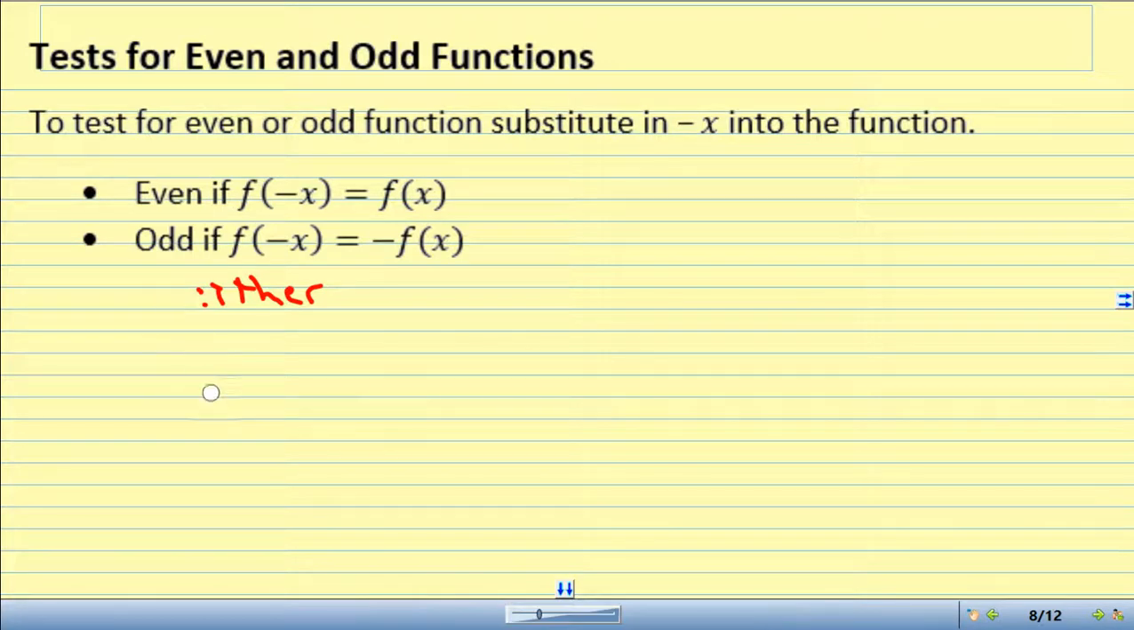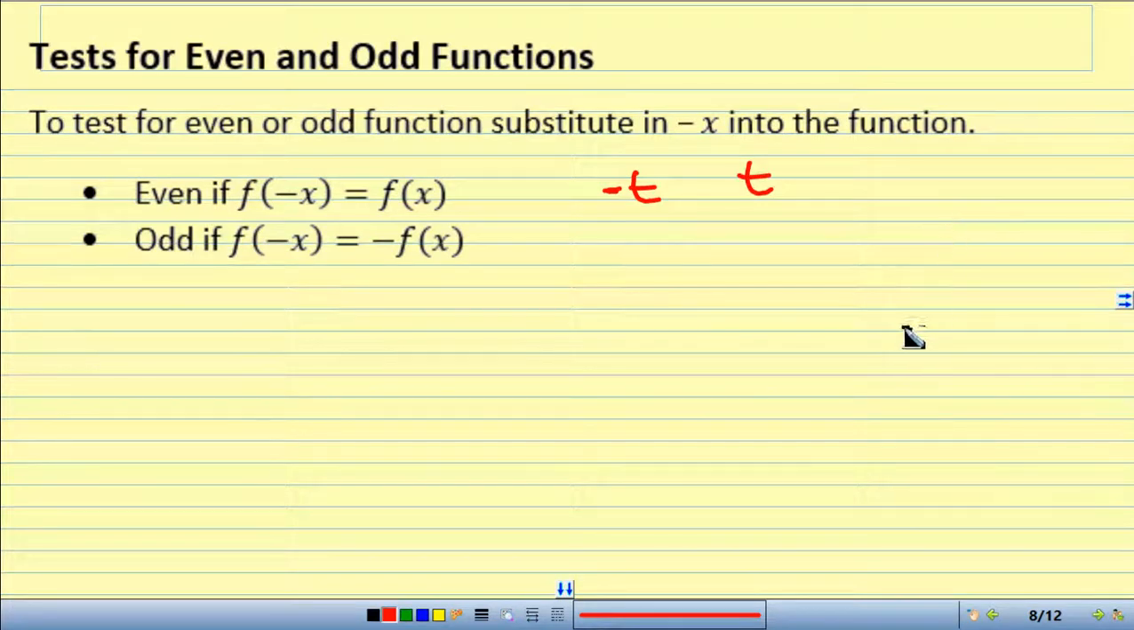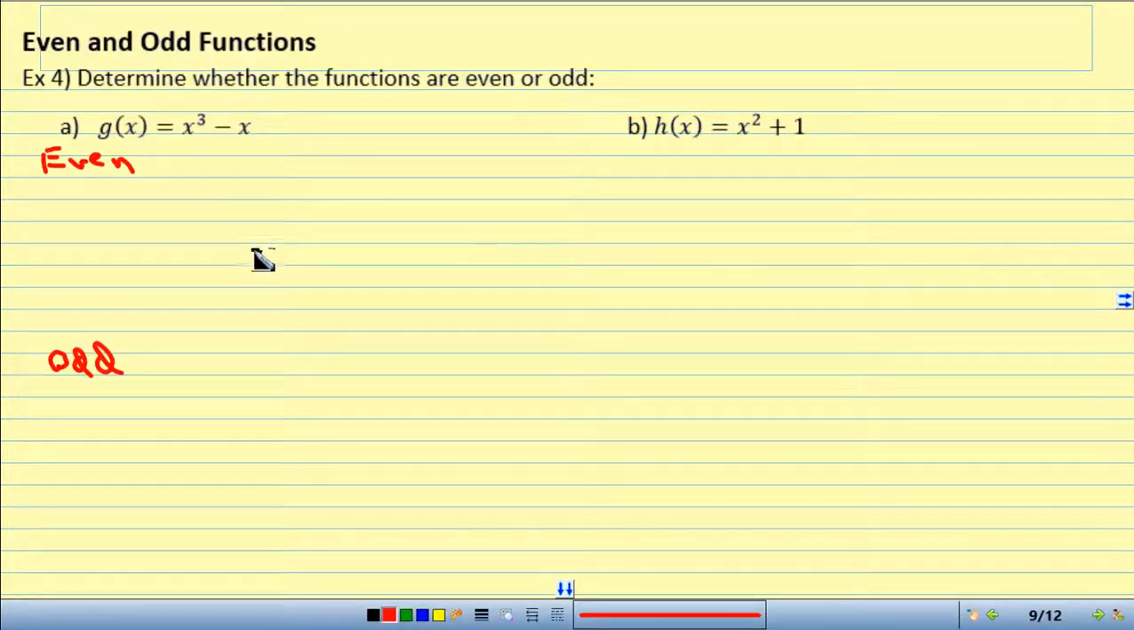Now, the way you can do the test is you can plug in a bunch of points. For instance, I can plug in -1 and then plug in 1 and see if they're equal. I can plug in -2 and 2, see if they're equal. Plug in -3, plug in 3, see if they're equal. But here's the thing, I want to test for all points. So to test for all points, I'm going to plug in -t and t. That's a way of testing whether it's even or odd. So I'm going to test to see if it's an even function.